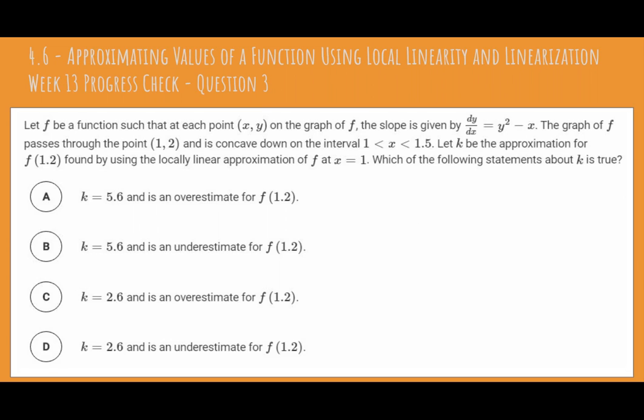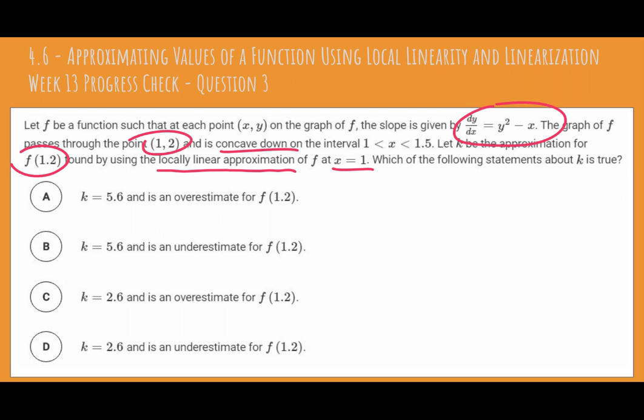Another pretty similar one. So we have f as a function. The graph of f has a derivative given by this. It passes through the point (1, 2). It is concave down on the interval from 1 to 1.5. We want to approximate f of 1.2 using the tangent line at x equals 1. So the local linear approximation is just saying the tangent line. So we're looking for the value of f of 1.2.